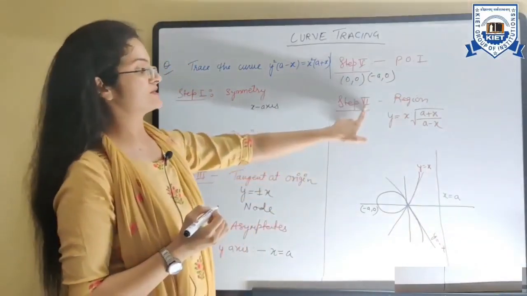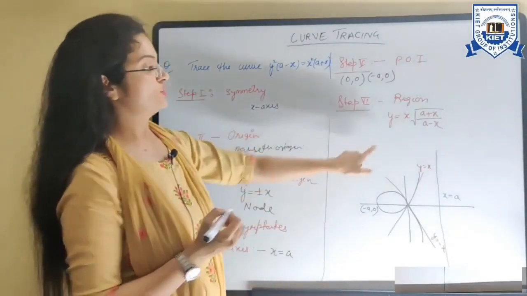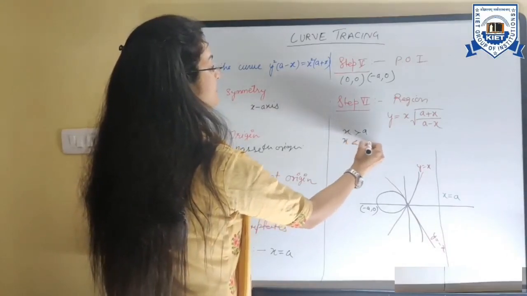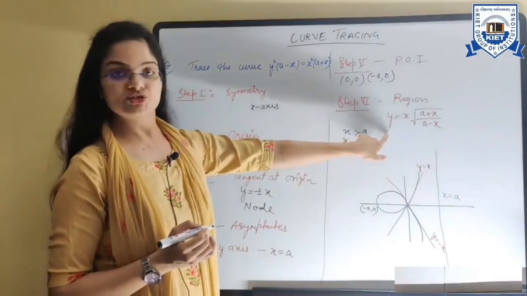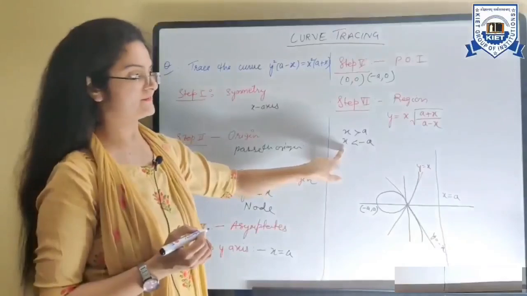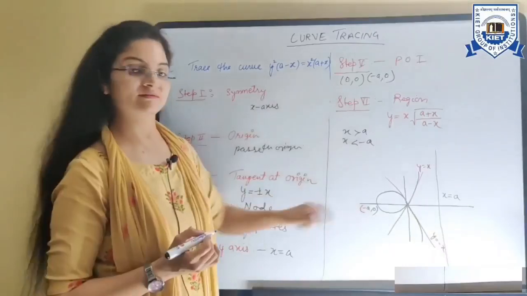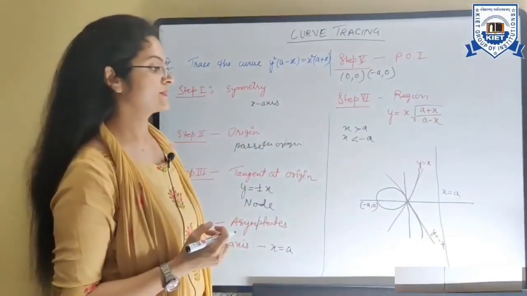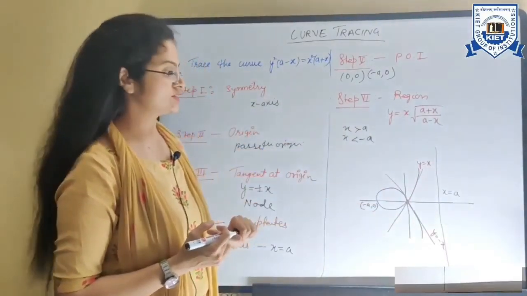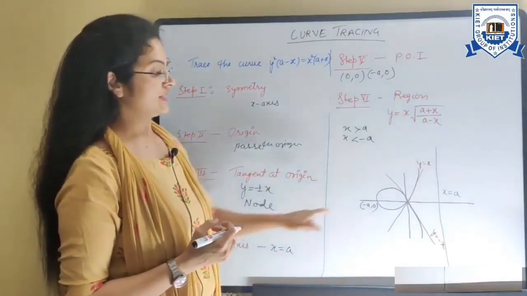Now in step 6, we have to find the region in which the curve lies. When x is greater than a or x is less than minus a, y is imaginary. So no part of the curve lies beyond x greater than a and x less than minus a. The shape of the curve is shown in the figure. Here y equal to plus minus x are the tangents, x equal to a is the asymptote, and this is the node.